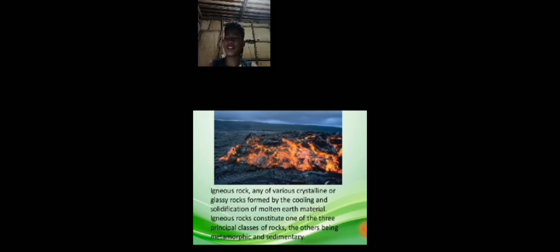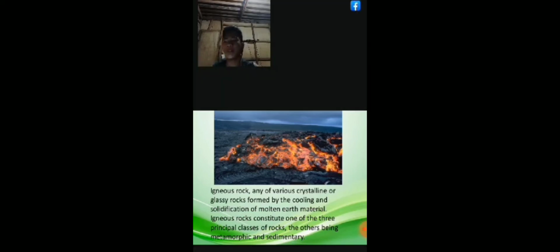Igneous rock can be made in a couple of different ways. They are called intrusive or plutonic igneous rock when they are formed inside of the Earth. If they are formed outside of the Earth, they are called extrusive or volcanic igneous rock. Examples of igneous rock: granite, basalt, and rhyolite.